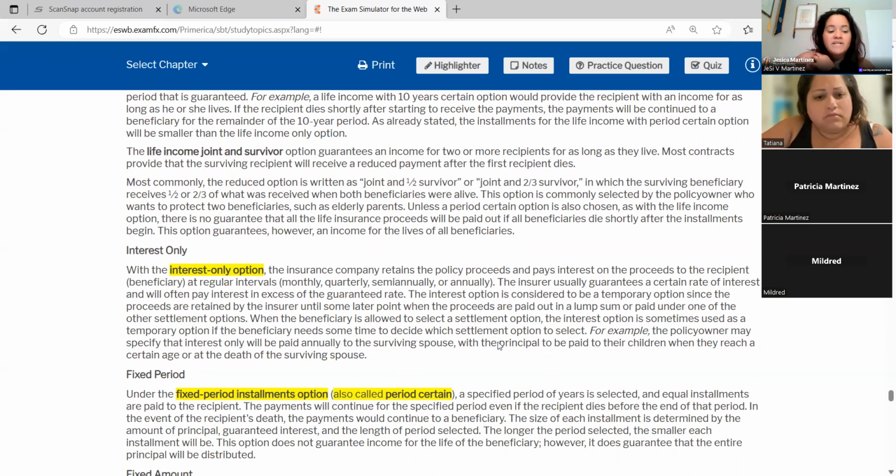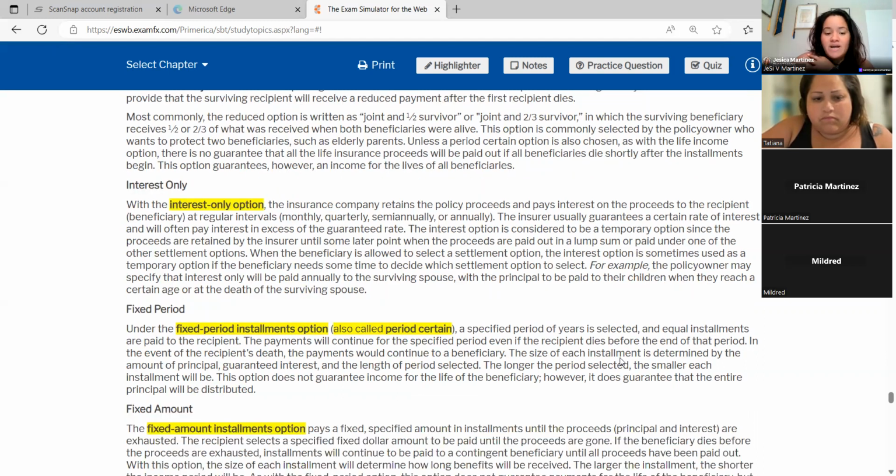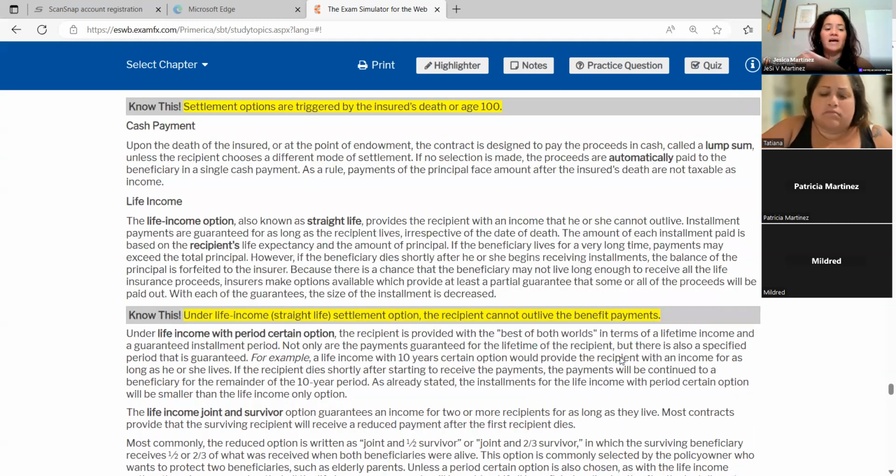Fixed period. Under the fixed period installment option, also called period certain, a specified period of years is selected and equal installments are paid to the recipient. The payments will continue for the specified period even if the recipient dies before the end of that period. So in the life income option, you're choosing your payments per month to the beneficiary, but if that person dies, then all that money is forfeited. Like you don't get anything.